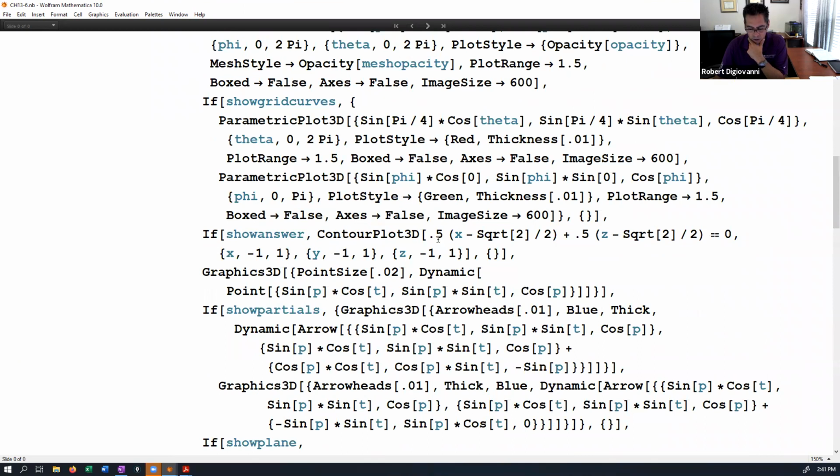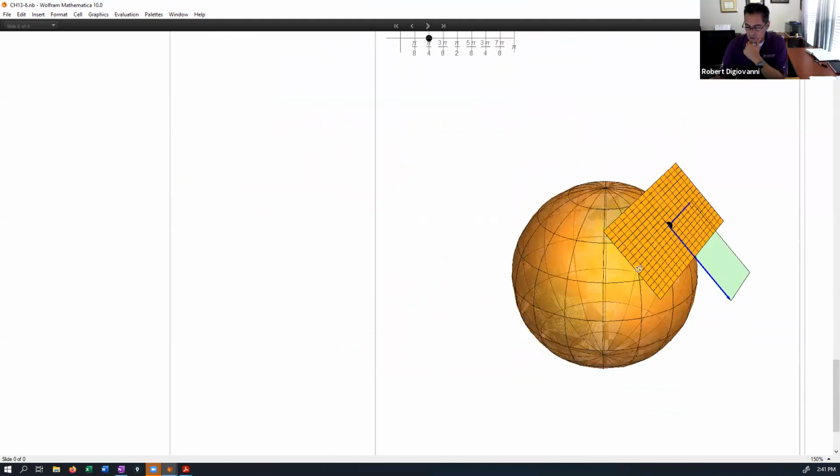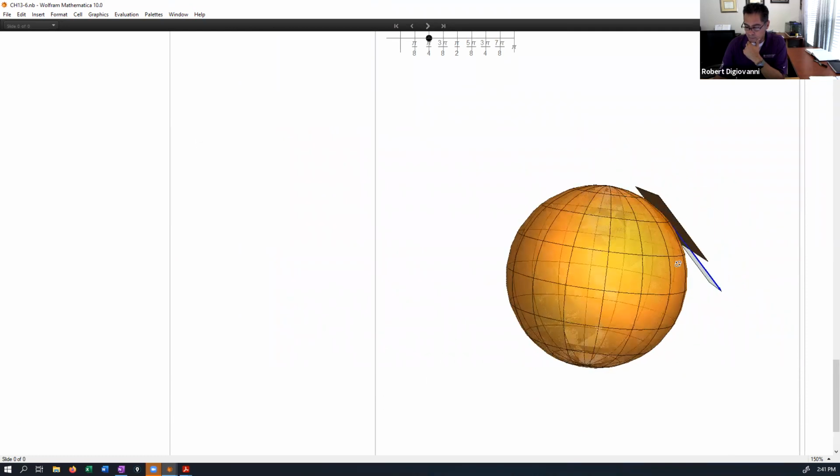Here we go, contour plot. It was 1/2 x minus the square root of 2/2 plus 1/2 z minus square root of 2/2 equals 0, right? That was it? Yeah. So okay, I did have it in there. Okay, yeah, so that just verifies that we got it.